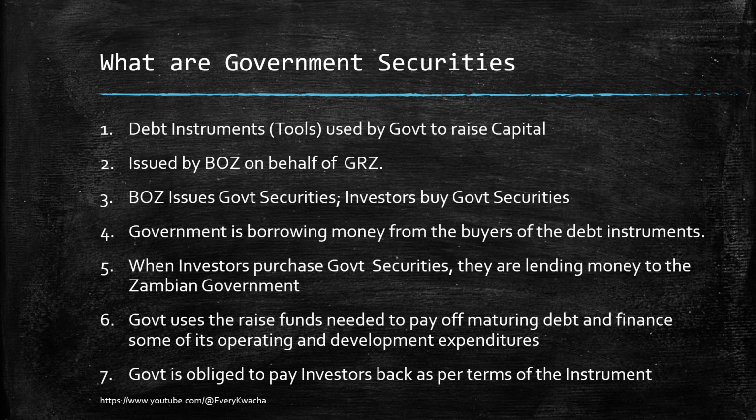So what happens is that the Bank of Zambia issues government securities, and then you as investors buy the government securities at a price. The government is borrowing money from you as buyers of debt instruments in that transaction. So when investors purchase government securities, they are lending money to the Zambian government. And the government uses these funds for various purposes. It could be to pay off maturing debt or to finance its operating and developmental budget.